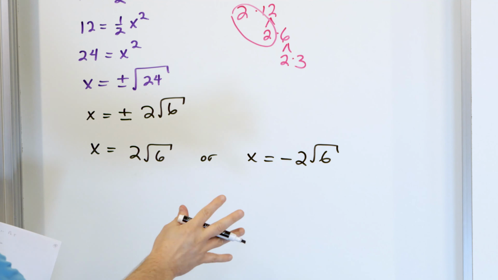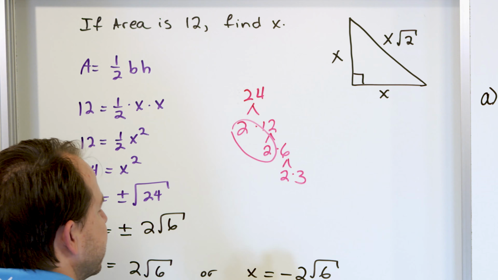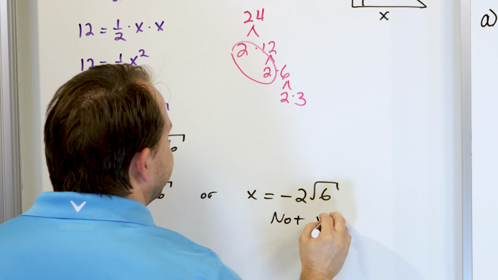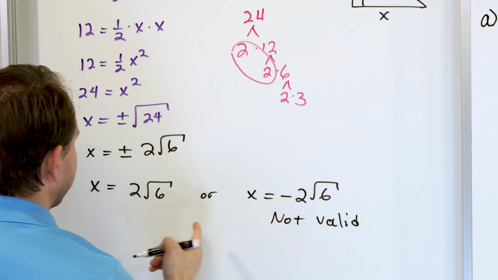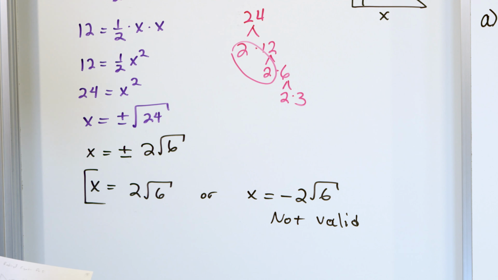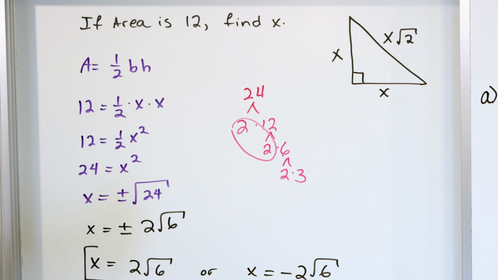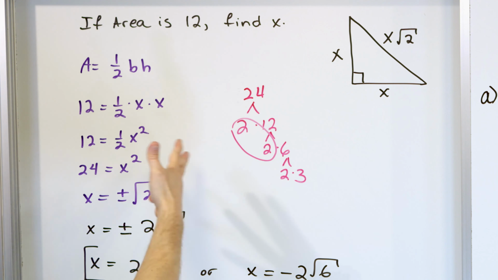But since we're dealing with triangles, the length of the side of this triangle really can't be negative. So this is not valid. Or you could say it's not physical. So really, this is the only answer. So you have 2 times the square root of 6. And that's the final answer. Only one solution there. So pretty easy problem to start out with, but sometimes, you have to remember, first of all, that the area of a triangle is 1/2 base times height, and then apply it to what we're doing.